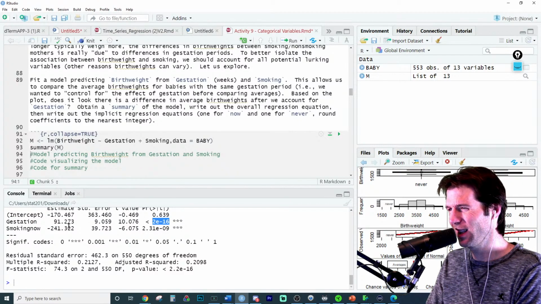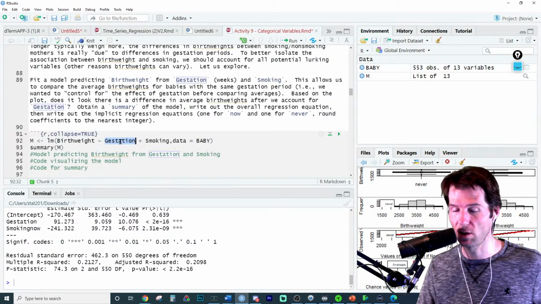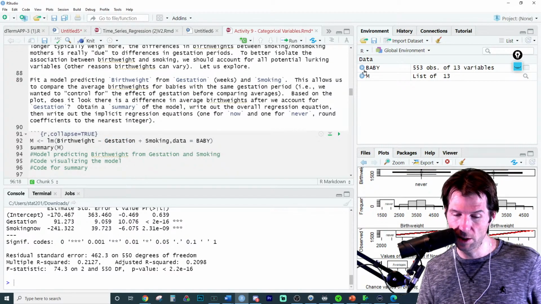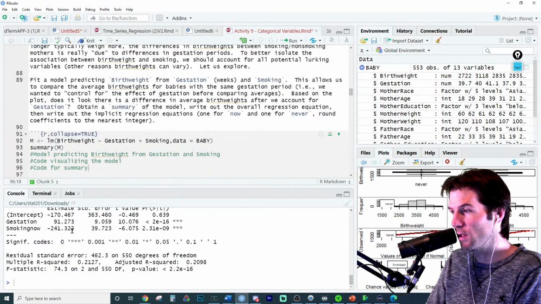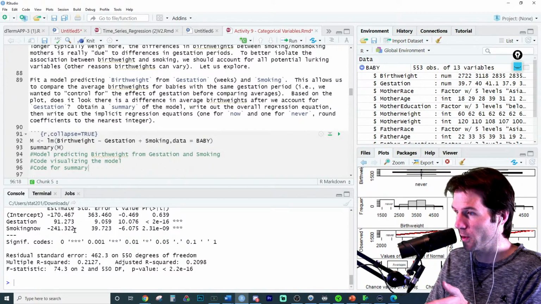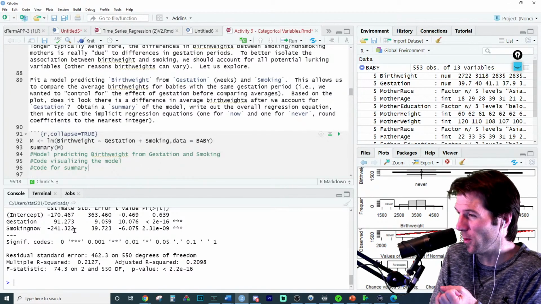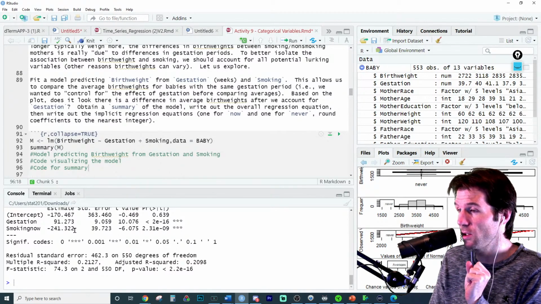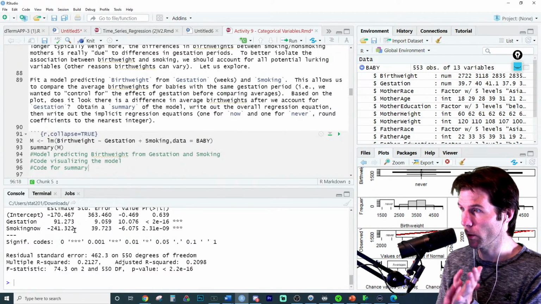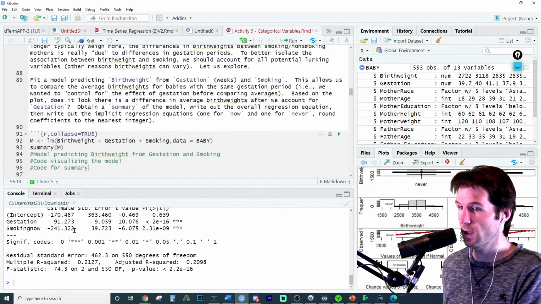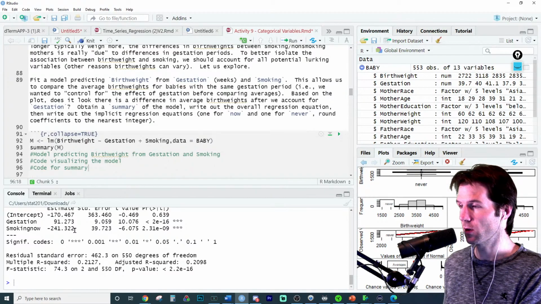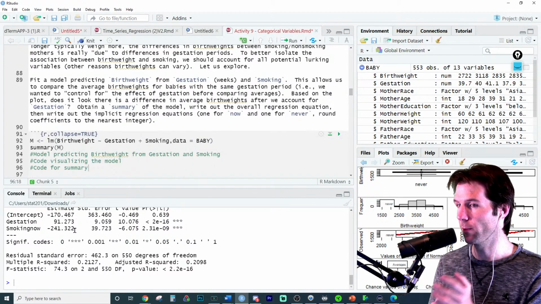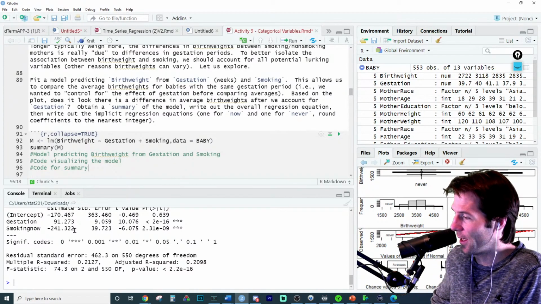We see right here, let's look at gestation. Gestation is in terms of weeks, I believe. And so this is how many grams, if we're interpreting gestation, two mothers who are otherwise identical, both either smoking or not smoking, but differ in their gestation by 1 week. The mother who has a longer gestation is expected to have a baby that is 91 grams heavier than the mother with the shorter gestation. Make sure to know your interpretations.